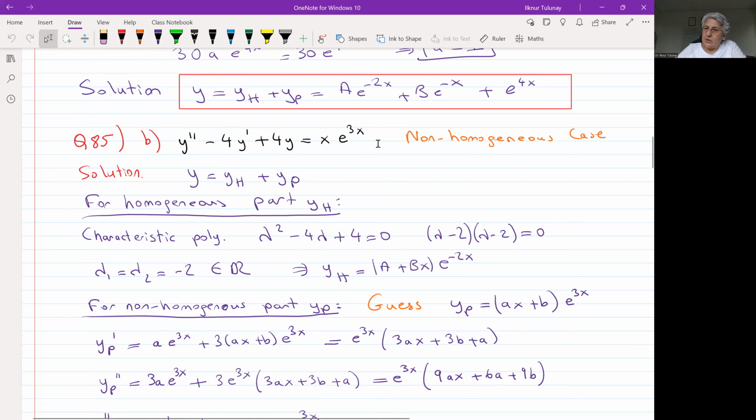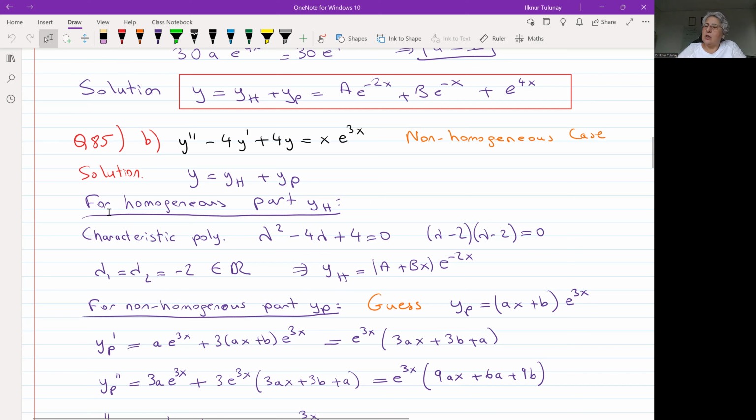So that's a question. In this case, on the right-hand side, we have x times e to the 3x. So x is a degree 1 polynomial. The general form of a degree 1 polynomial is ax plus b. So our guess will be yp equals (ax plus b) times e to the 3x.